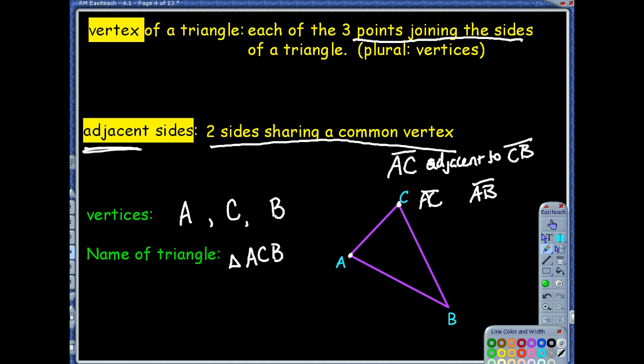Now, is that the only way we could have named this? No, because it doesn't matter the order. So triangle, maybe BAC. Yeah. There's lots of ways you can name these.